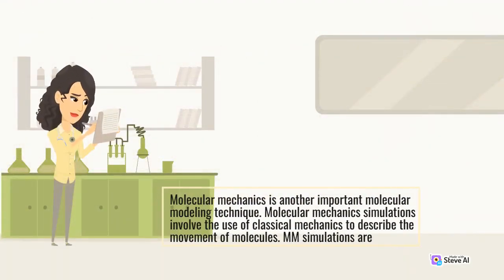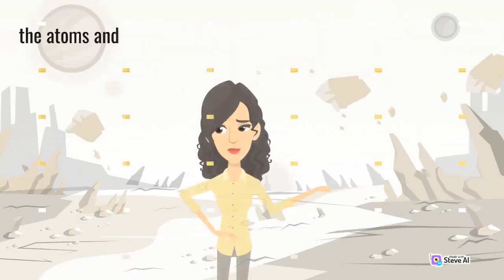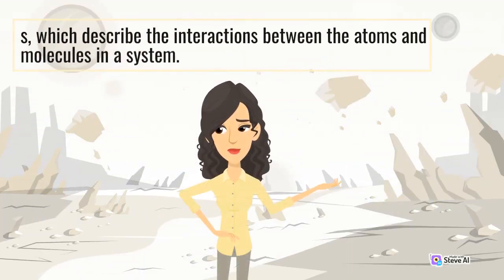Molecular mechanics is another important molecular modeling technique. Molecular mechanics simulations involve the use of classical mechanics to describe the movement of molecules. Simulations are particularly useful for studying large molecules, such as proteins, and can provide insights into protein dynamics, folding, and binding. Simulations are typically parameterized using force fields, which describe the interactions between the atoms and molecules in a system.